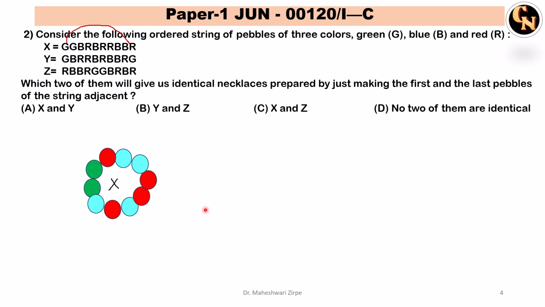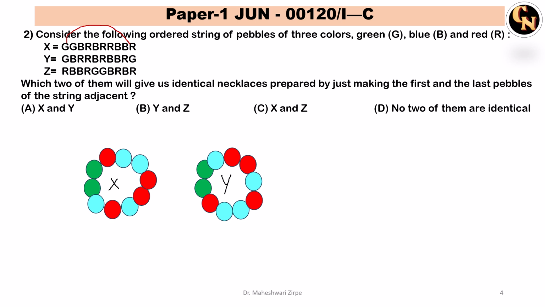Now let us go for Y. Now this is my Y, where first is green. So let us see, this is green, then blue, blue, then 2 red, then there is blue, blue, red, red, then 2 blue, red and green. So this represents your Y necklace.